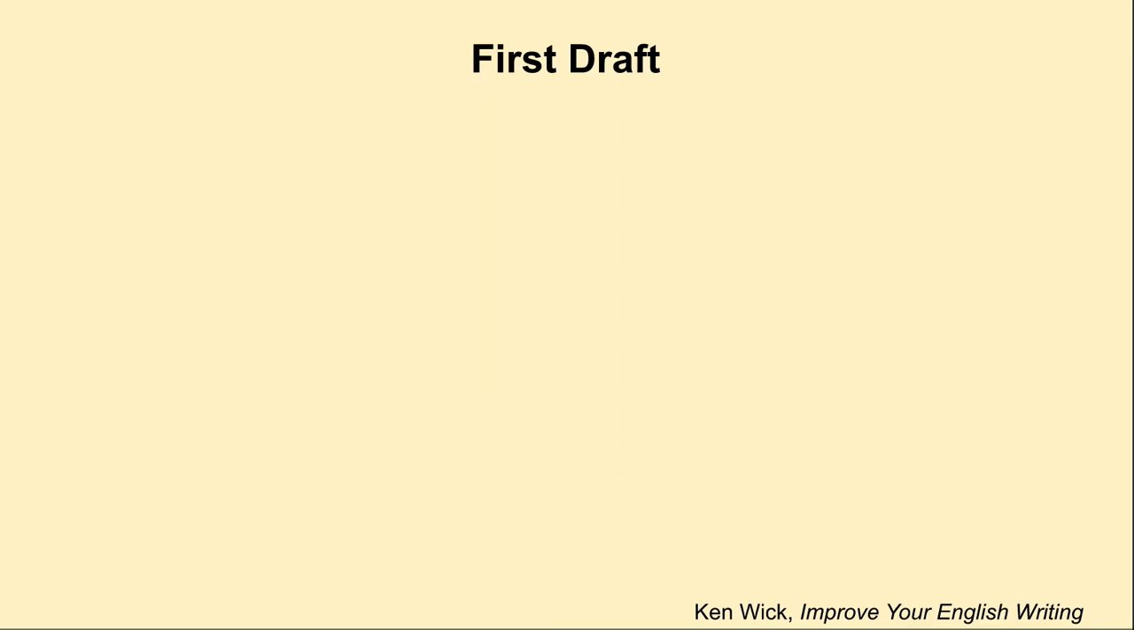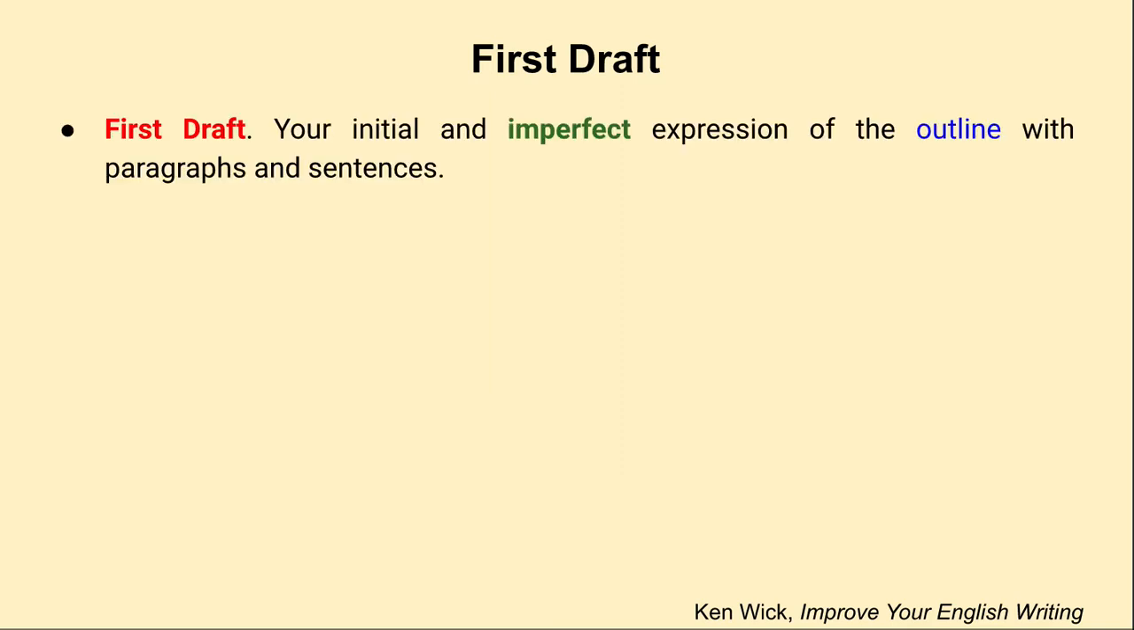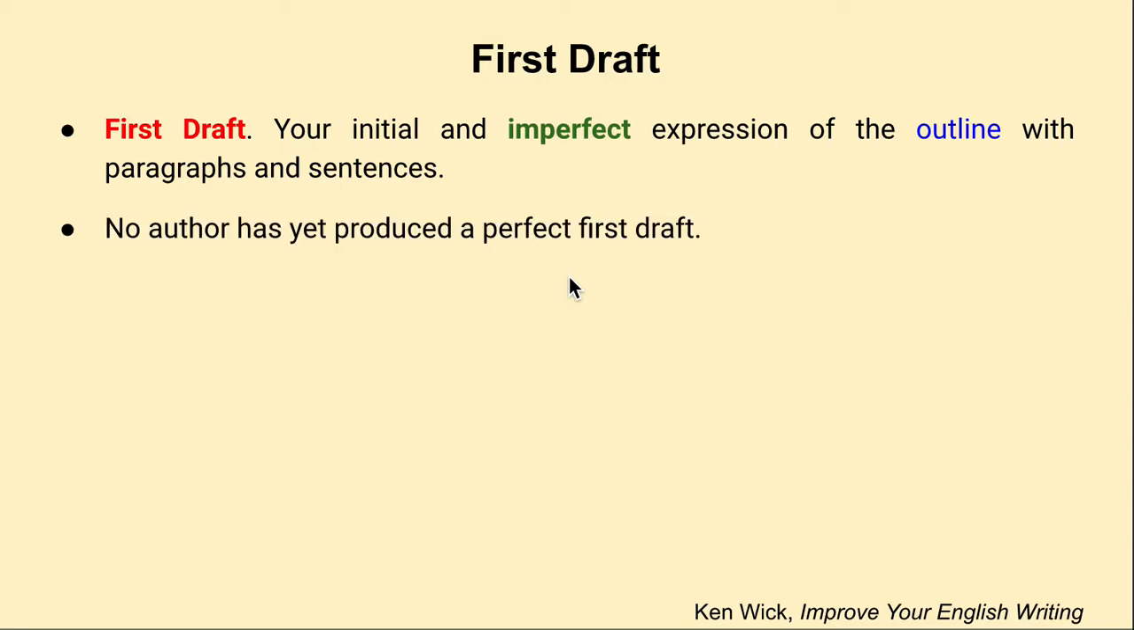So the first draft. The first draft is your initial and imperfect expression of the outline with paragraphs and sentences. In a previous video I covered the outline if you want more information about that. But basically you are turning your outline into sentences, and these sentences are not going to be perfect. In fact, no author has yet produced a perfect first draft. So you are not going to produce a perfect first draft.